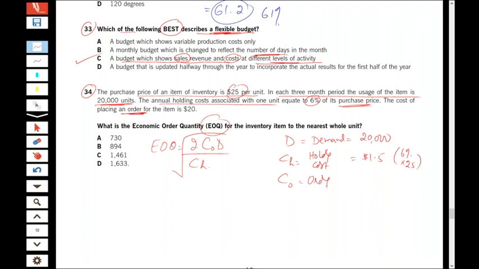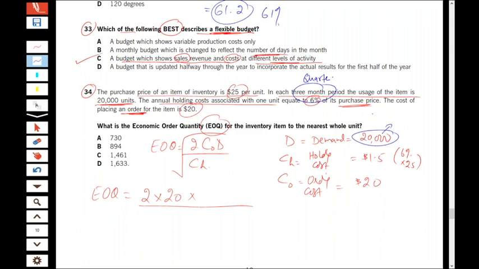C naught is the ordering cost, that's 20. Place all the figures. EOQ is equal to 2 multiplied by 20 multiplied by demand. Demand should be annual. This is 20,000 for every 3 months, that means a quarter. So 20,000 multiplied by 4 will give you the annual demand of 80,000.